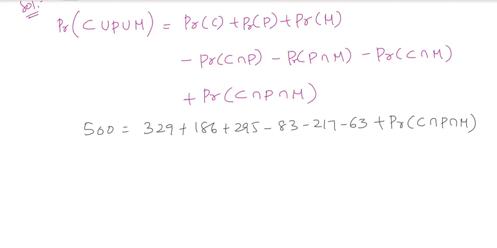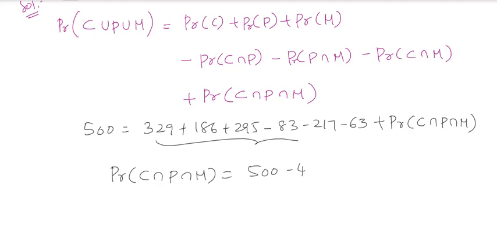So now, can you tell me what that is? What is the value of the probability of chemistry intersection physics intersection mathematics? It is equivalent to 500 minus this. If you do this, you will have 447. So if I subtract this, you will have 53. So 53 students are taking all three subjects.